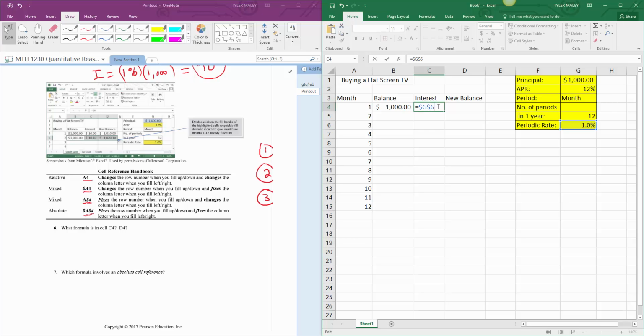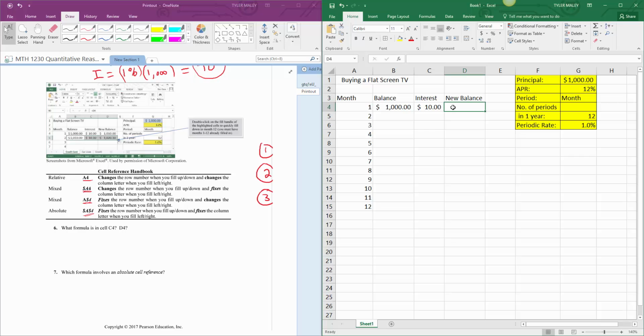And then I can hit times, and I want to multiply by the interest. So the interest for this row is cell B4. I can hit that, and it will multiply those two things together. So in a general sense, in these rows, I want to take the periodic rate times whatever is in the balance row for that column. So I can hit equals, and I get my $10, which we calculated earlier for the first month.